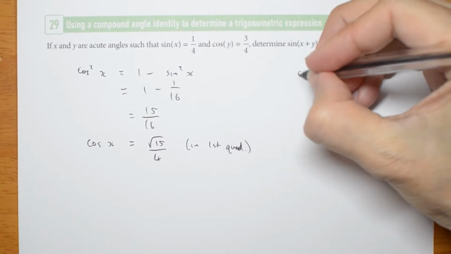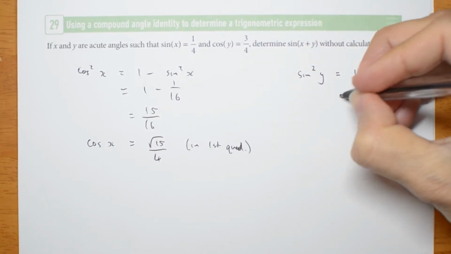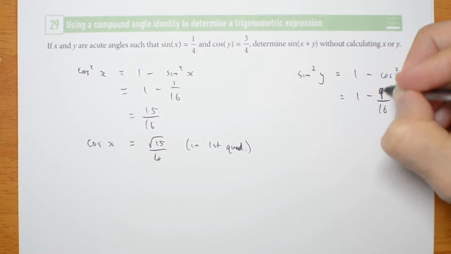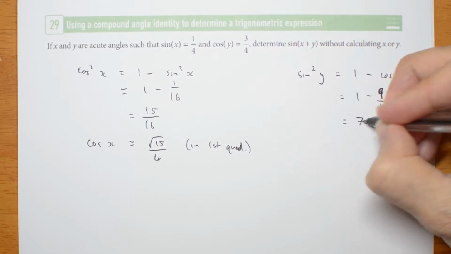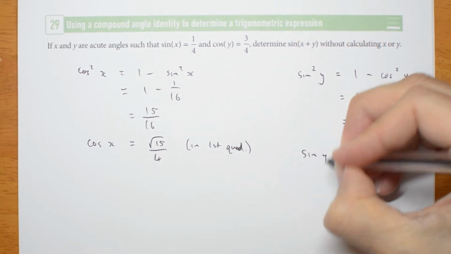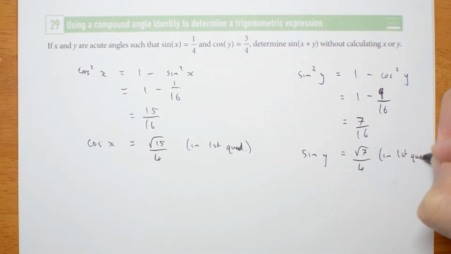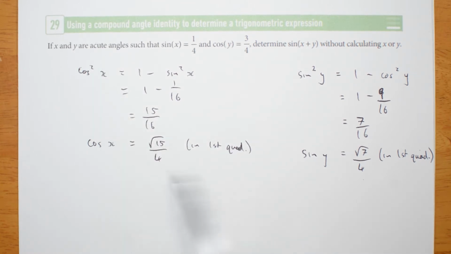Likewise, we need to find sine y. Well, sine squared y is 1 minus cos squared y, which is 1 minus, not 3/4, 9 on 16. Well, that is, 16 take 9 is 7/16. So sine y is root 7 on 4. Again, because I know it's in the first quadrant. Otherwise, I would have to account for negative values here. But I know they're in the first quadrant, so they must be positives.